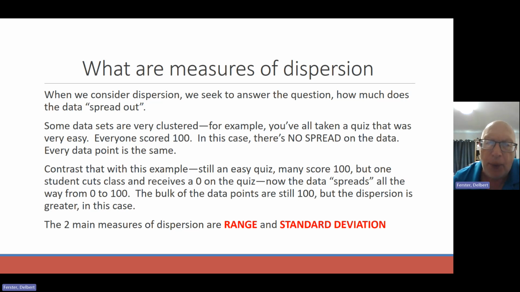Everybody got 100. But if we contrast that with the quiz, it's still pretty easy, but we got one guy who cuts class, he gets a 0. So now the data spreads out. We still have all those hundreds, but now we've got to track the lowest guy in there at a 0, so the data spreads out considerably much more than we had on the first illustrative example.